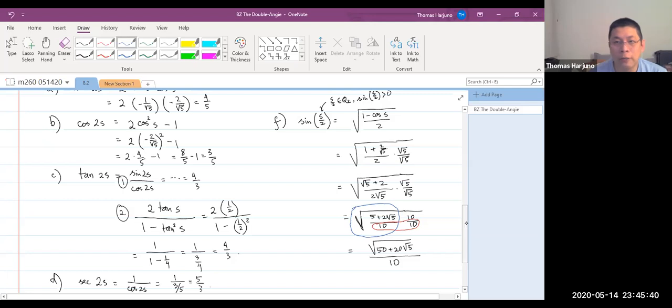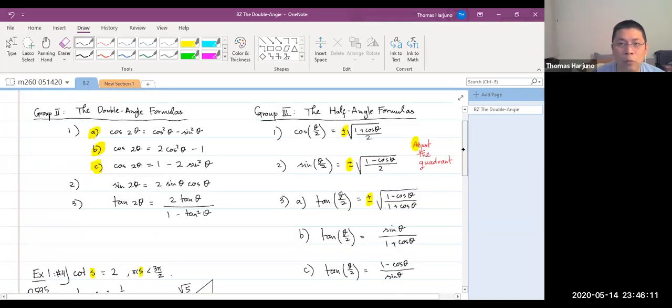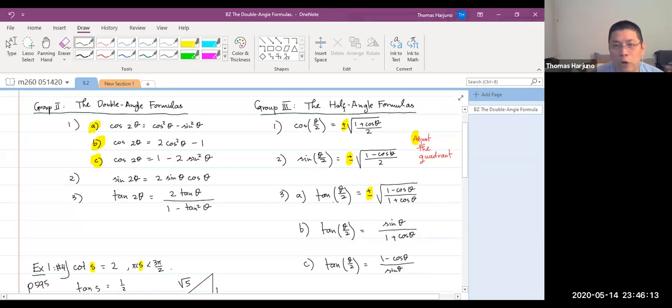Now, can you try for cosine? For part G, cosine of s over 2. Because s over 2 is in quadrant 2, the cosine value is negative, so the square root of 1 plus cosine s over 2. Again, I need you to memorize this formula. I will not forgive you if you don't memorize this.